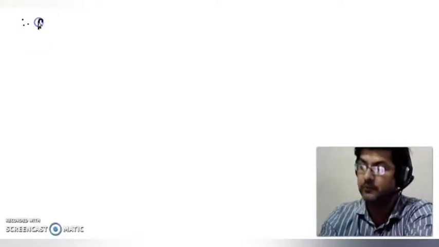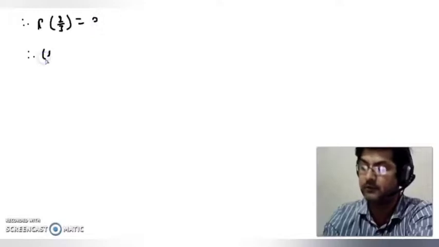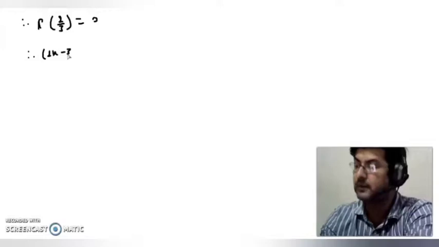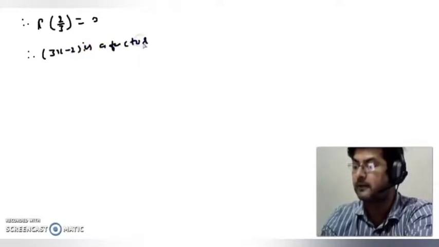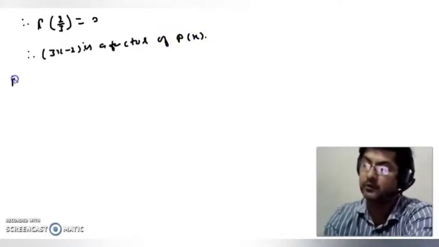and therefore p of 2 upon 3 is equal to 0, and therefore we can write down that 3x minus 2 is a factor of p of x. Clear? Similarly, fourth one we can solve.